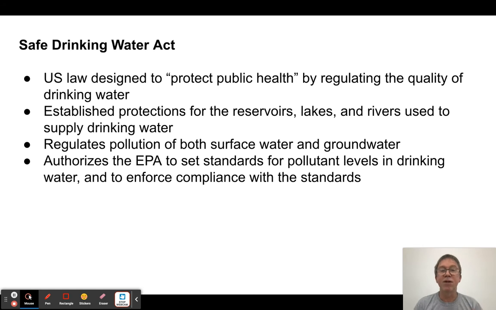Drinking comes down to the Safe Drinking Water Act. So if it has to do with human consumption, if it has to do with polluting humans, hurting humans, that's the Safe Drinking Water Act. That's not the Clean Water Act. It'd be easy to confuse those two.